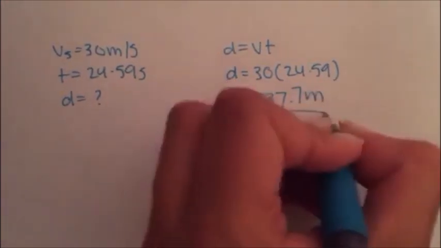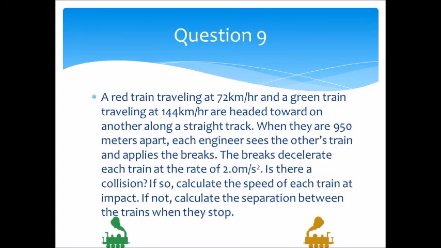A red train traveling at 72 kilometers an hour and a green train traveling at 144 kilometers an hour are headed toward one another along a straight level track. When they are 950 meters apart, each engineer sees the other's train and applies the brakes. The brakes decelerate each train at a rate of 2 meters per second squared. Is there a collision? If so, calculate the speed of each train at impact. If not, calculate the separation between the trains when they stop.